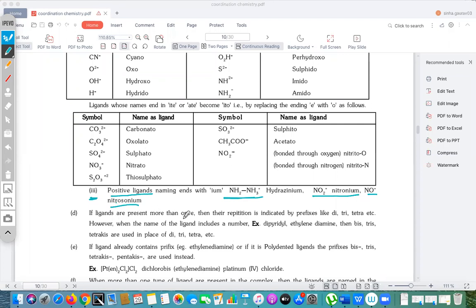Now if more than one ligand of a kind is present, then repetition is indicated by the prefixes di, tri, tetra, etc. However, when the name of the ligand already includes a number prefix, like dipyridyl or ethylene diamine, or if it is a polydentate ligand, then bis, tris, tetrakis are used in place of di, tri, tetra. I'll discuss this example in just a second. With an example, you will understand. Here you will get confused. The same thing we'll discuss.